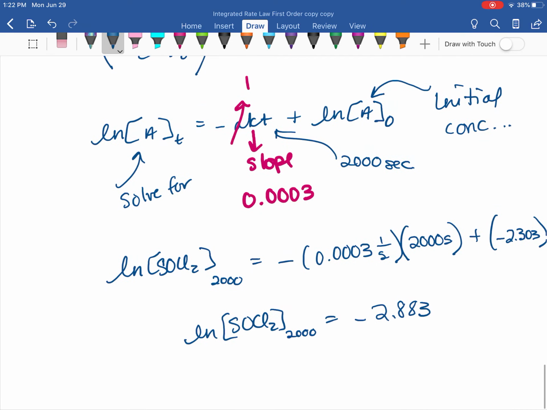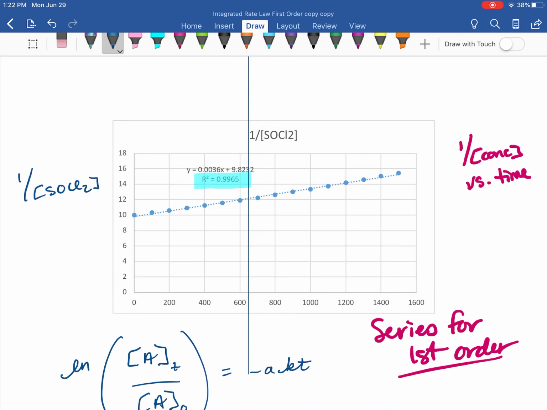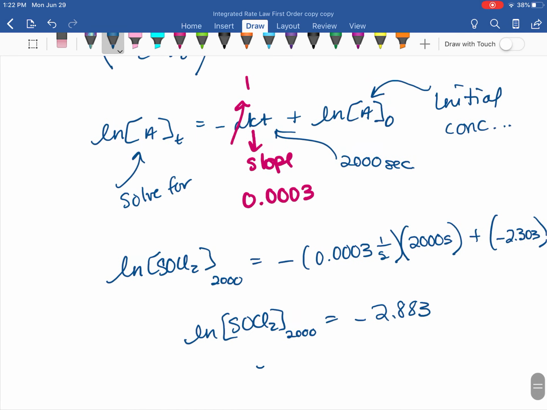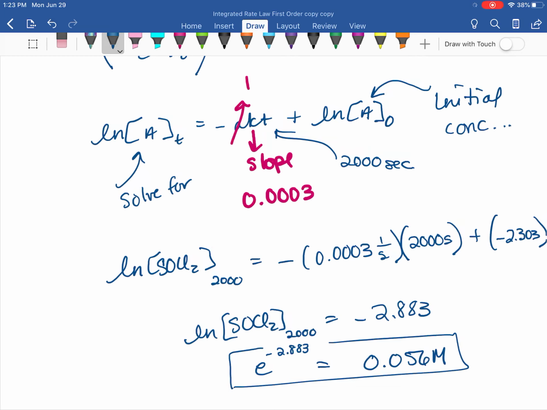And then how do we actually get to the concentration then? You know, your natural logs, that's E. And I am getting 0.56 molar, okay, when I solve for that.